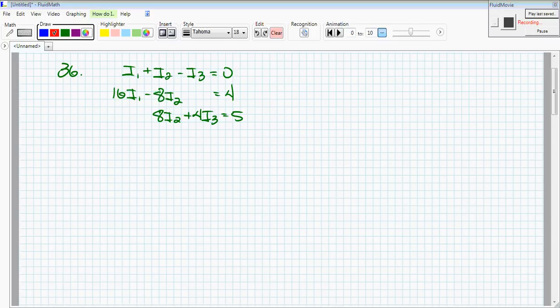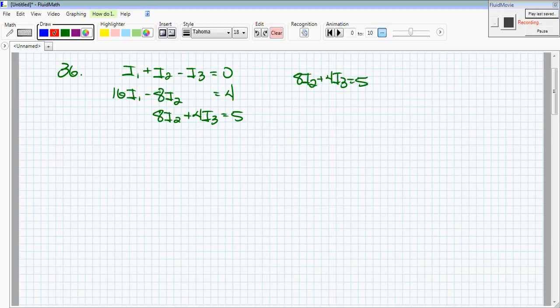So when you look at this system, it's 3 by 3 in terms of its variables, so we have to get it down to a 2 by 2. But two of the given equations only have two variables. Pick which one you want to be the first equation in your new system. So we'll just use this bottom one. So we have 8 I sub 2 plus 4 I sub 3 equals 5.